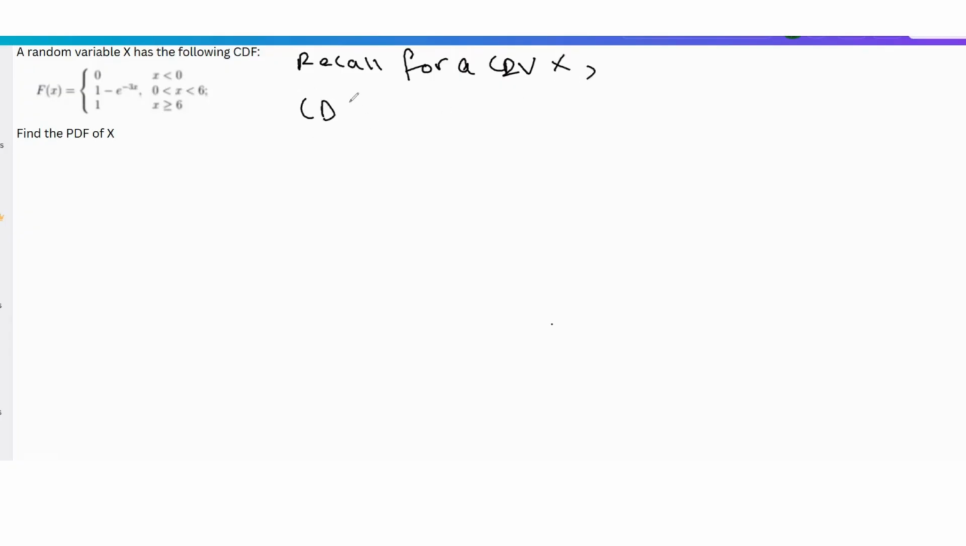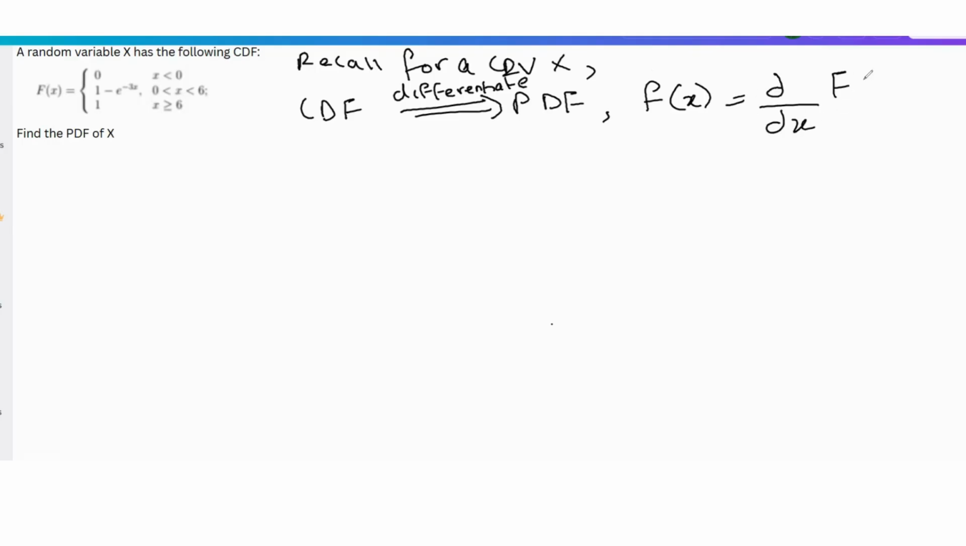The way you go from CDF to PDF is through differentiation, right? From PDF to CDF, it's through integration. And from CDF to PDF, it's differentiate. So the PDF, small f of x, is just the derivative of the CDF, which is represented by capital F. So representing the PDF by small f and the CDF by capital F.